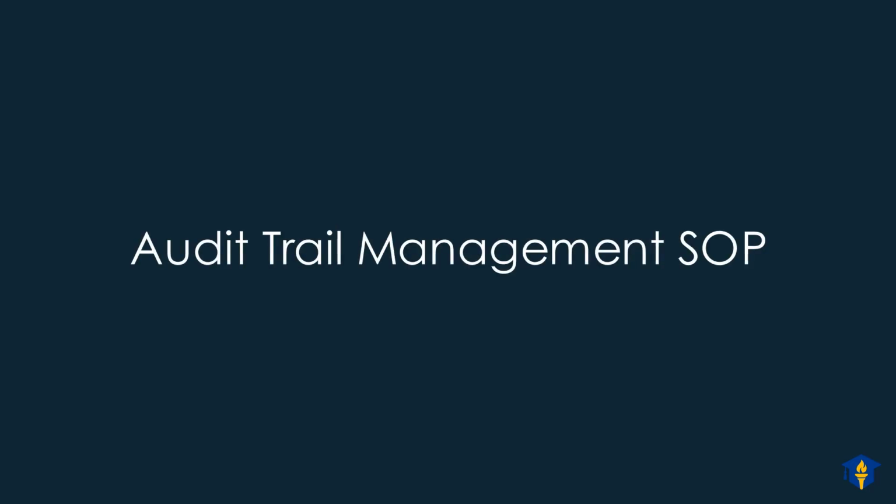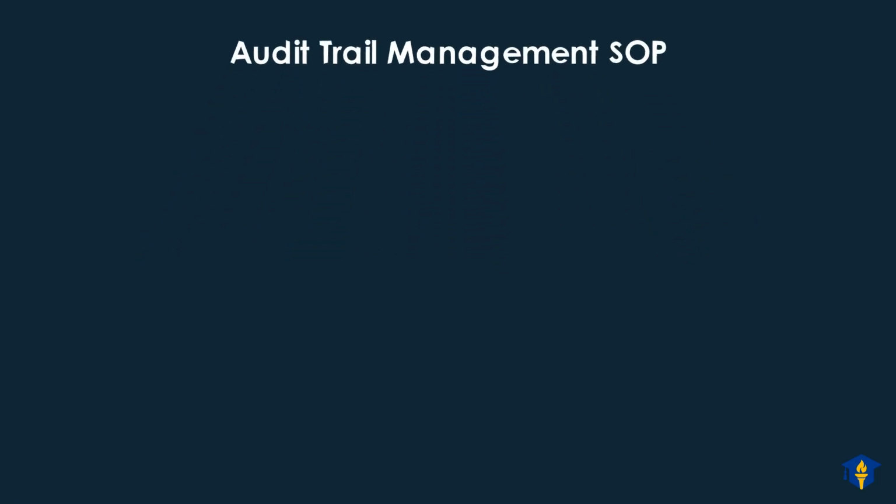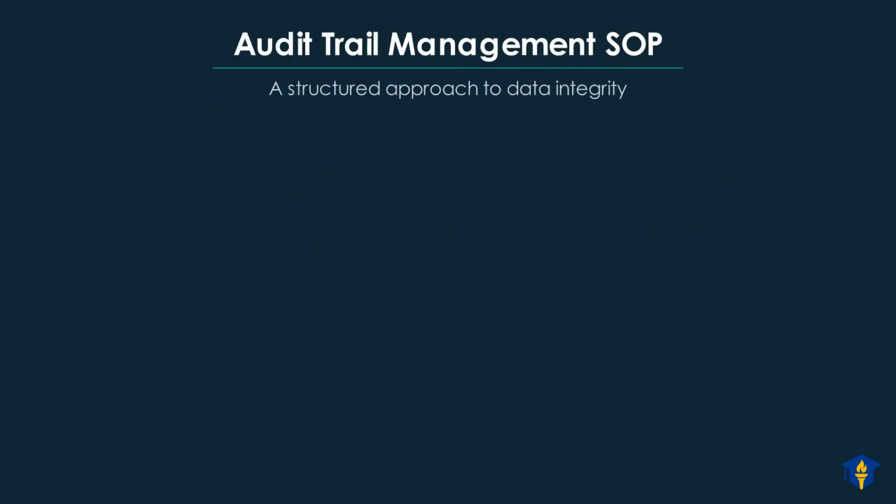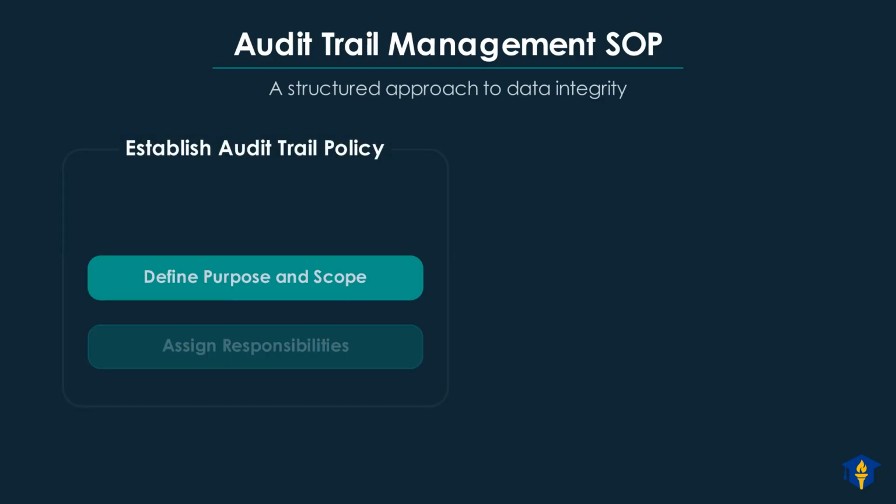Now, let us review a standard operating procedure, or SOP, for audit trail management. This structured approach is fundamental for ensuring robust data integrity within the laboratory. The first task is to establish a clear audit trail policy for the entire laboratory system. A major step is to define the purpose and scope of the audit trail policy carefully.